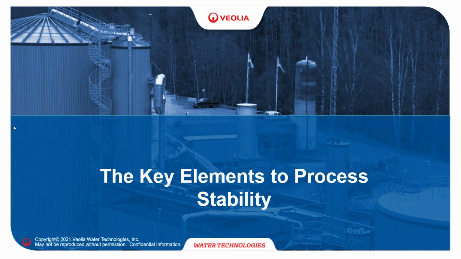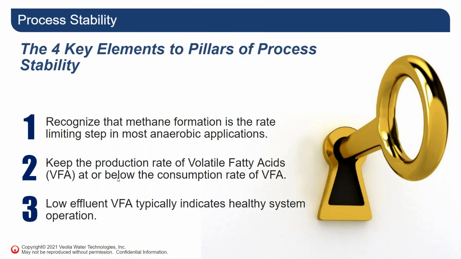Okay, so let's start with the key elements to process stability. There's a few things that are most important to an anaerobic process, and one of them is to recognize that the methane formation is the rate limiting step in most anaerobic applications. Not all of them. In the high rate systems like our UASB and EGSB systems, that is definitely true. In a low rate system that's doing solids digestion, that may not be true. The hydrolysis step in those reactors may be the rate limiting step.